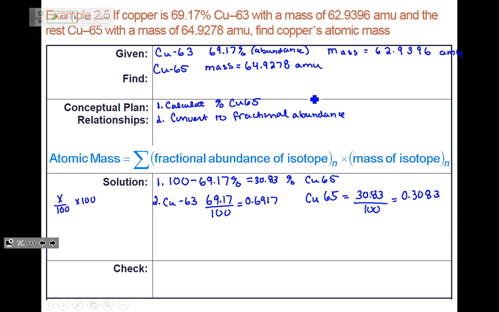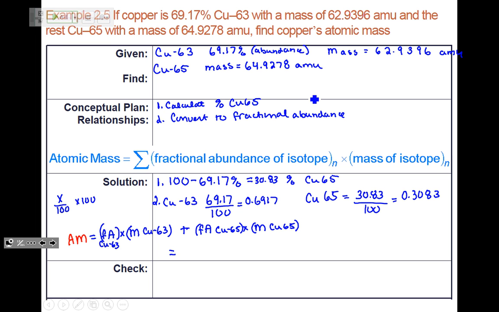So our atomic mass, I'm just going to put this as AM, is going to be equal to my fractional abundance, I'm just going to put Fa, times my mass of copper 63, plus my Fa of copper 65 times my mass of copper 65. That's all that sigma sign means.